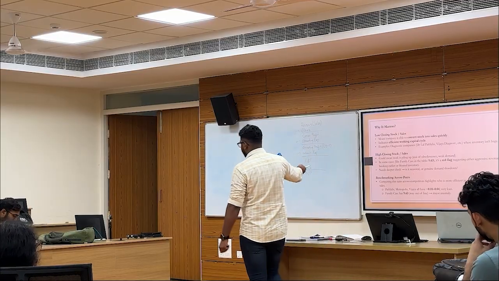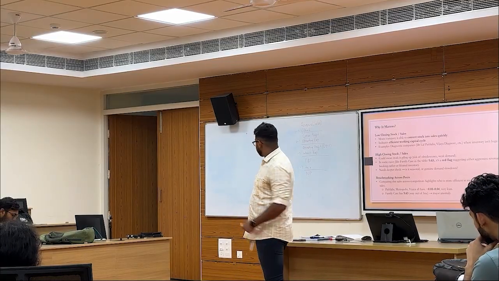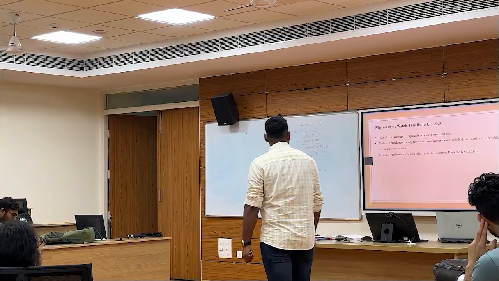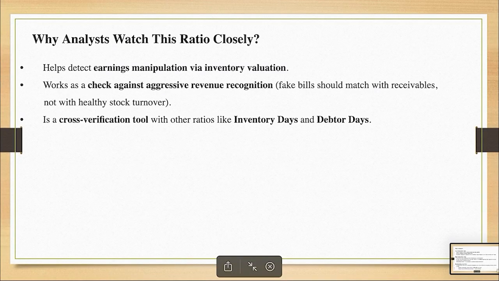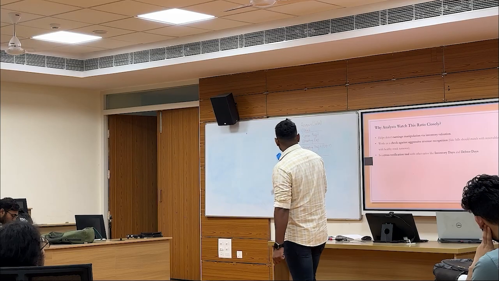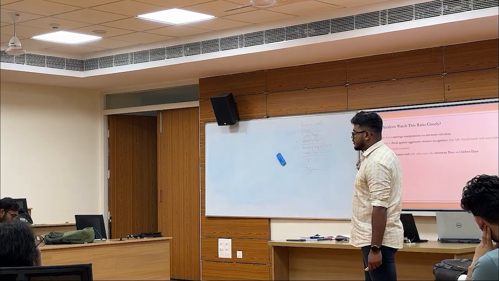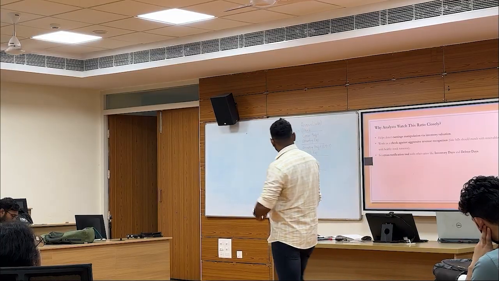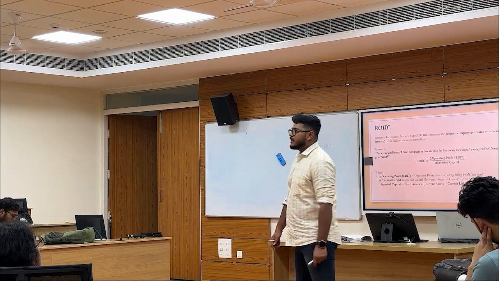And we benchmark the ratios of all the companies and we do a peer-to-peer analysis. Why watching this ratio closely is very important: it helps with earning manipulation via inventory valuation. It checks aggressive revenue recognition, and it is a cross-verification tool with other ratios like debtor days and inventory days. Now the fourth ratio, return on incremental invested capital.